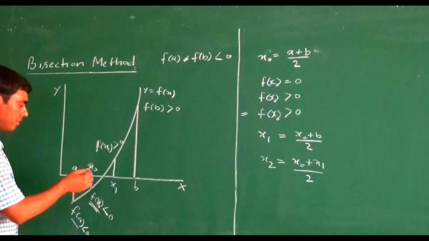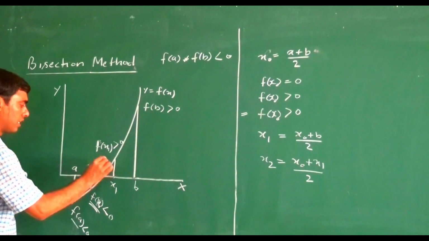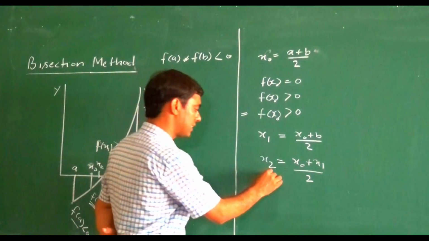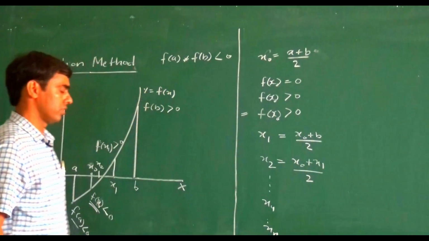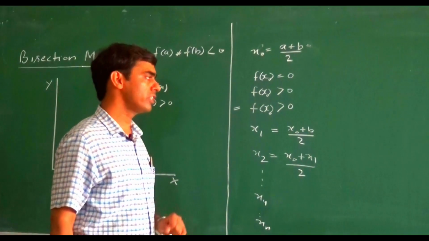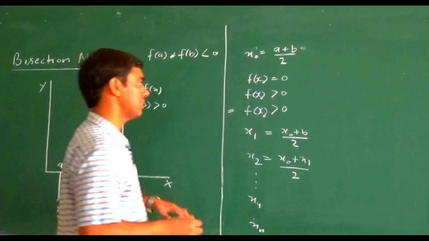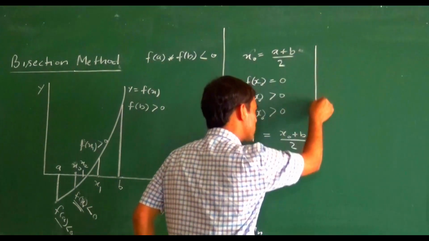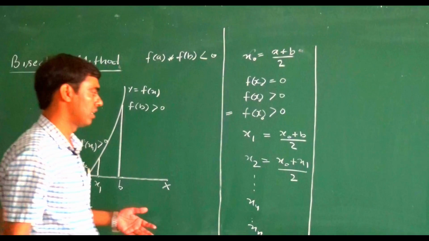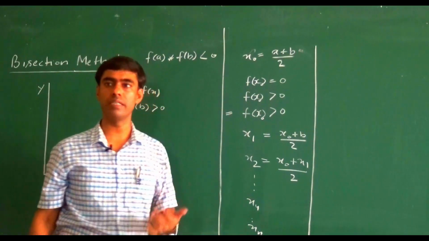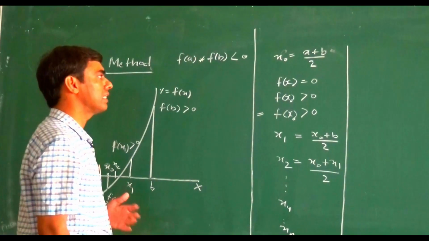In a similar manner, we find x2, and similarly we find x3, x4, up to xn. Now the question is when we stop this procedure. That is, what is the number of iterations? Do I perform this procedure 10 times, 20 times, 30 times, 40 times? How many times? How do we decide this?